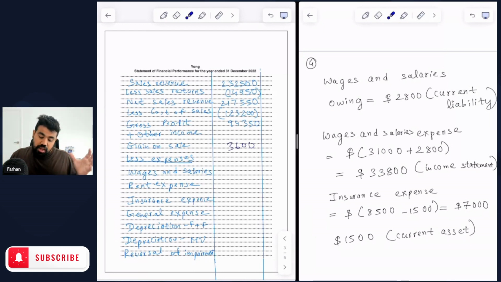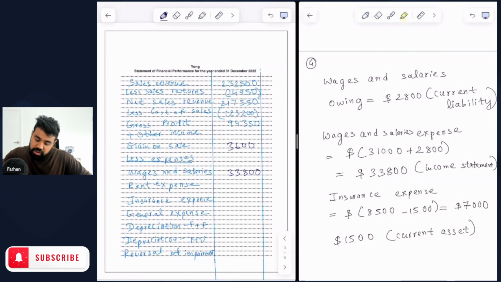And in that case, $2,800, the amount that we were owing, is also an expense that we consumed and must be added to 31,000, and therefore gives us the total wages and salaries expense of 33,800. So that is what we are going to include here. Wages and salaries expense of 33,800. All right. Then we also got insurance expense.